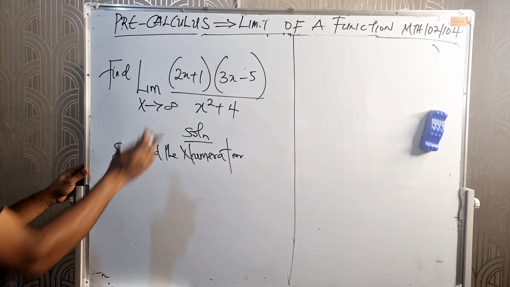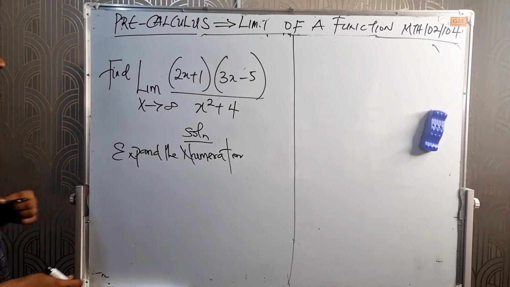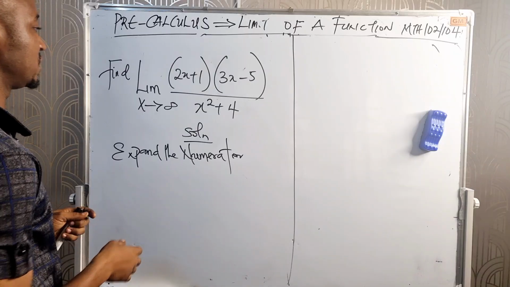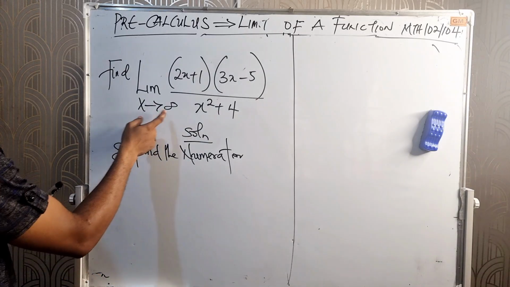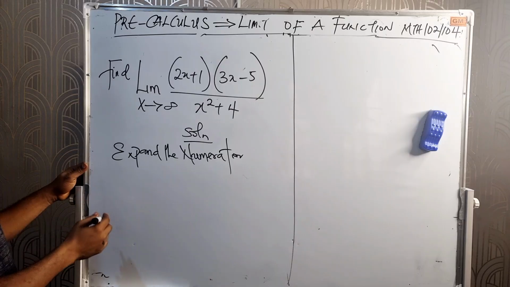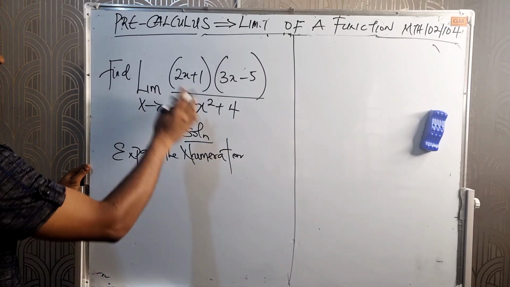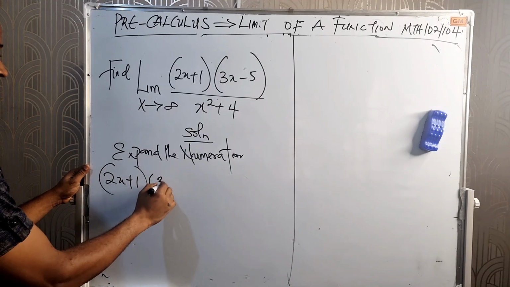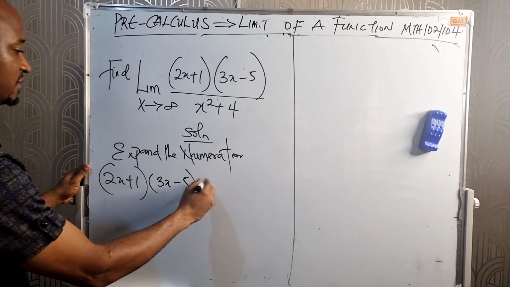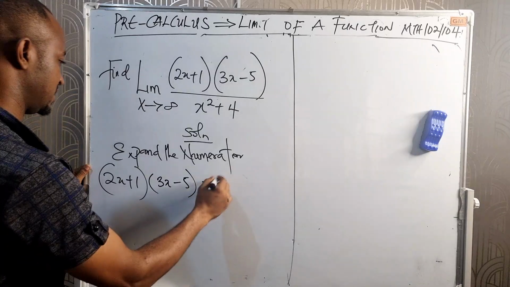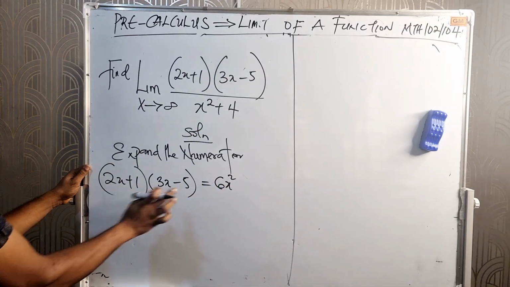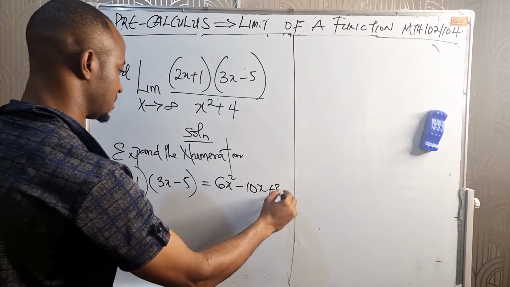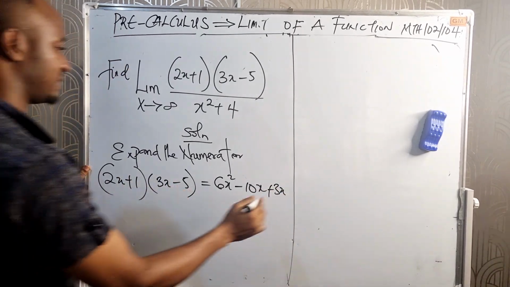While we are expanding, because we are given infinity. If we are given direct substitution, what we just have to do is to substitute the value of that x. Alright? So let's see. Expand the numerator. That will give us 2x plus 1 times 3x minus 5. So let's go. 2x times 3x is 6x squared. 2x times minus 5 is minus 10x. 1 times 3x is plus 3x. 1 times minus 5 is minus 5.